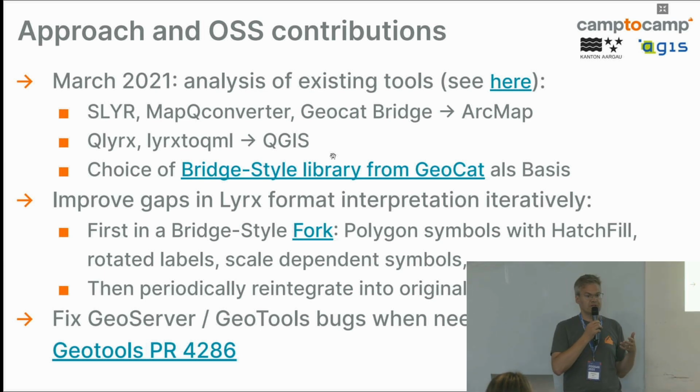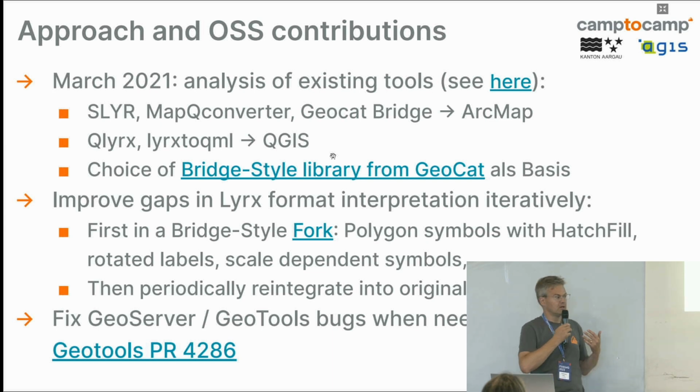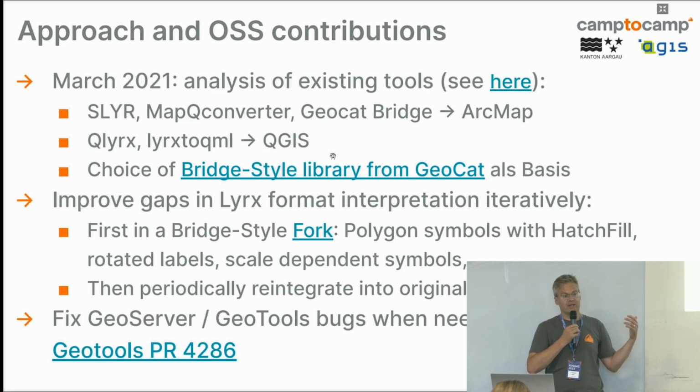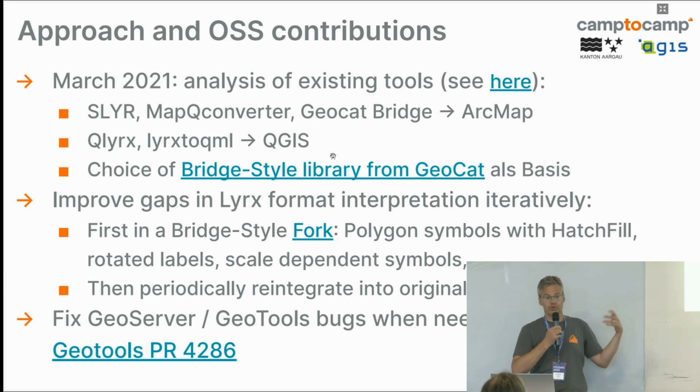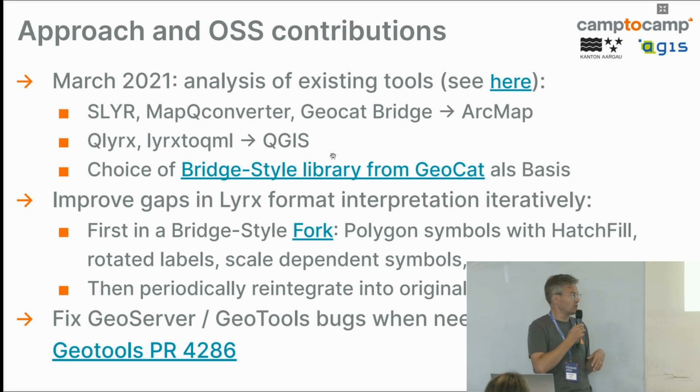And what we did is we showed a first proof of concept to Aargau, saying it works, but only for some styles. And so over the past 2 years, we iteratively, every time we found something that the conversion library could not handle, improved the conversion library, Bridgestyle, and then from time to time we push it back to the original library.